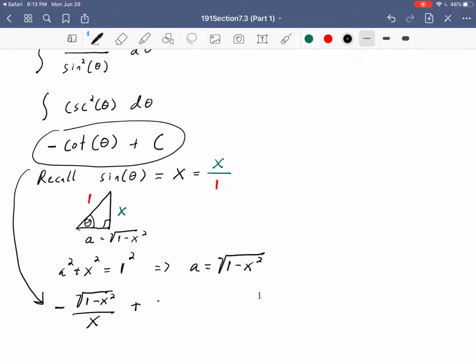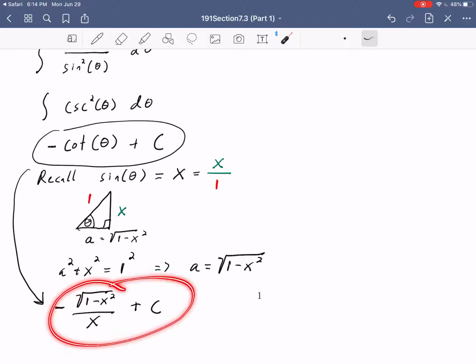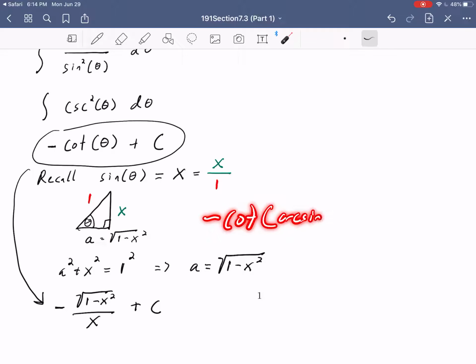is x, plus C. And notice that's a nice, much cleaner expression than negative cotangent of arcsine of x. That's really ugly. This is a much cleaner expression, and it is the antiderivative of our function there.